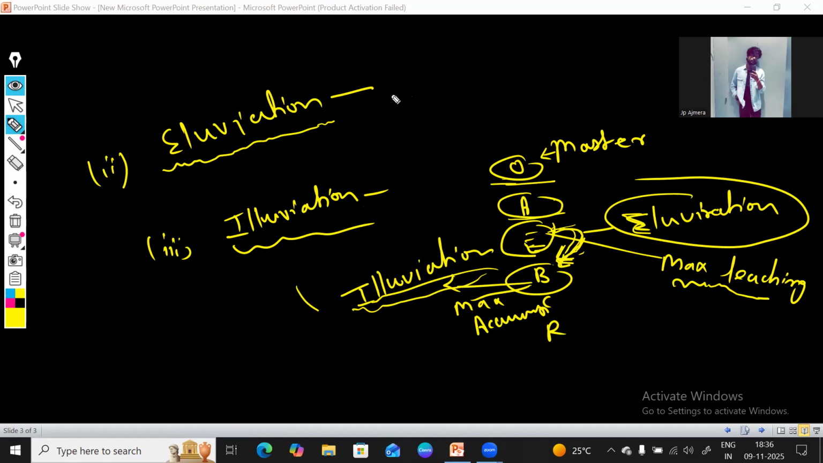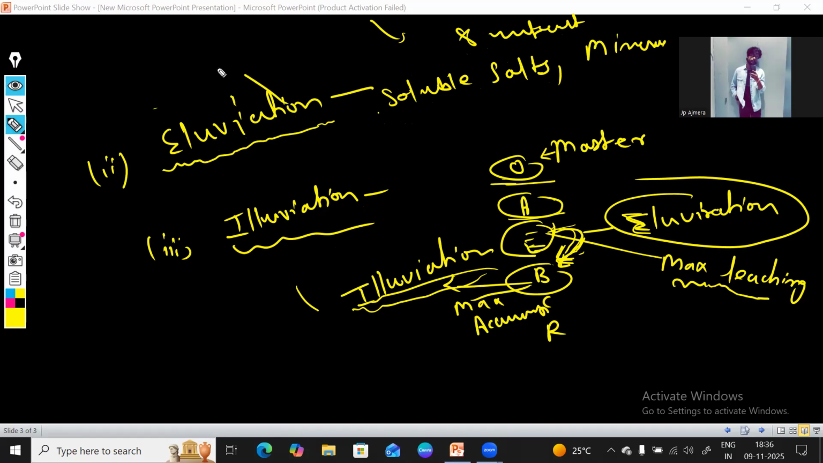What were the soil constituents? The soluble salts, minerals, and nutrients. These soil constituents get leached down through the water. That process is eluviation. In which horizon does this process happen? In the E horizon. The E horizon is also known as the A2 horizon.